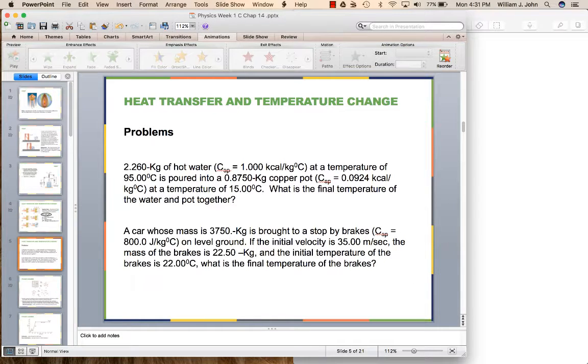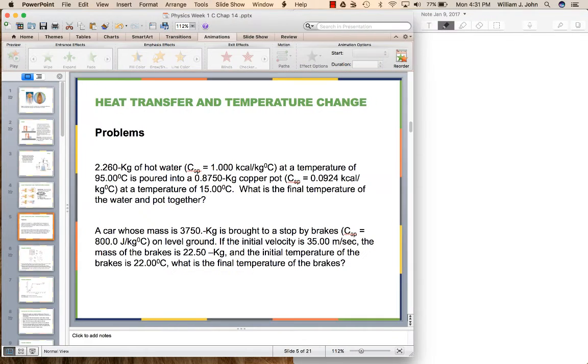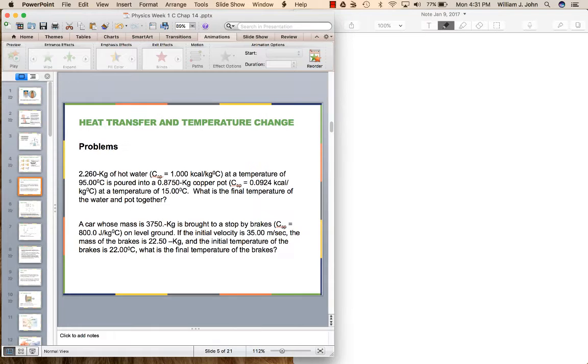We have a 2.26 kilogram object, hot water, excuse me. So let's say we've got a pot with some hot water in it, and it's 2.26 kilograms of hot water, and we know that the water specific heat is 1 kilocalorie per kilogram per degree centigrade. So 1 kilocalorie will raise the temperature of 1 kilogram 1 degree centigrade. And this water is, as it says, hot at 95 degrees centigrade. It's poured into a copper pot.